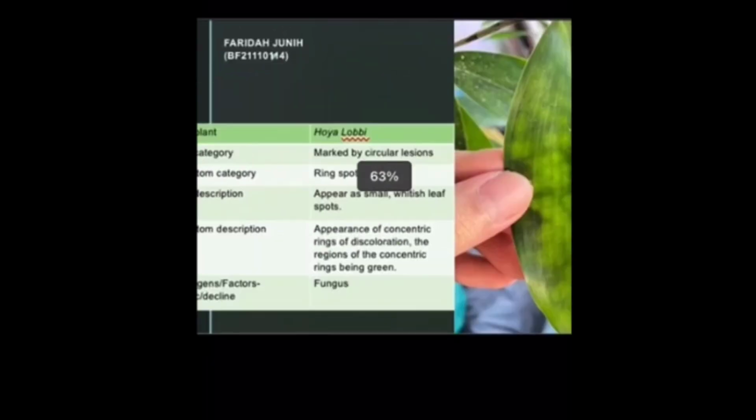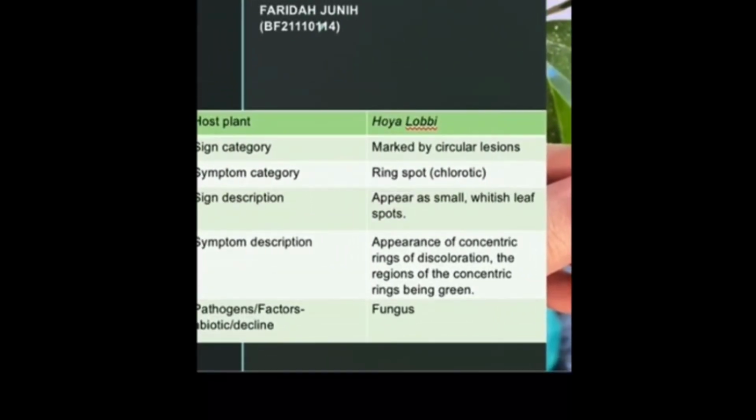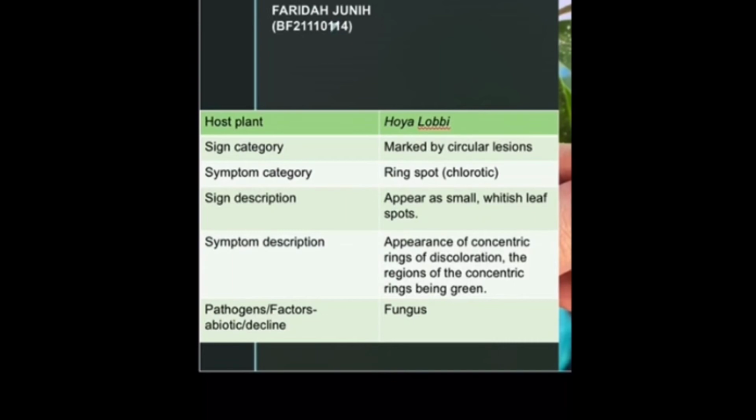This is the last host plant, named Hoya lobbii. Hoya lobbii has a sign category marked by circular lesions on the leaf, and the symptom category is ring spot, which comes from a chlorotic symptom.